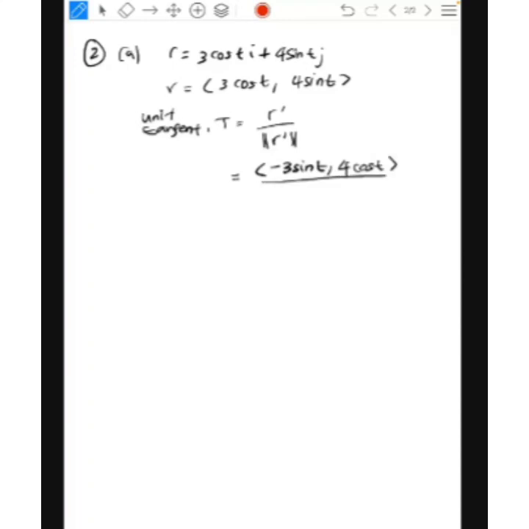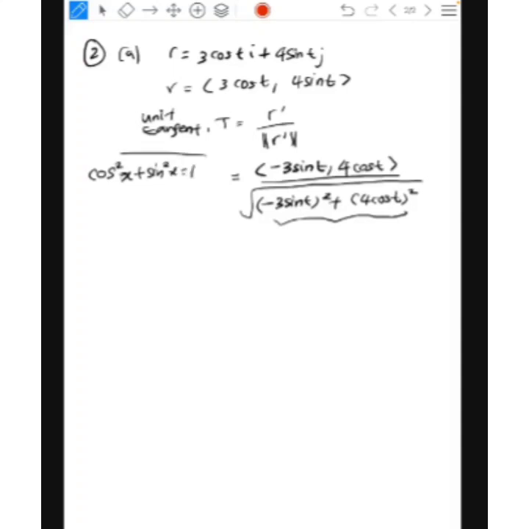Okay, so the magnitude will be negative 3 sin T squared plus 4 cos T squared. Okay, and then these terms, whenever you find it in terms of sine squared plus cos squared, you can use this cos squared x plus sine squared x equals to 1. Okay, and as I mentioned before this x can be any variable, as long as it is the same. Kalau cos squared t plus sin squared t pun akan jadi 1 juga.